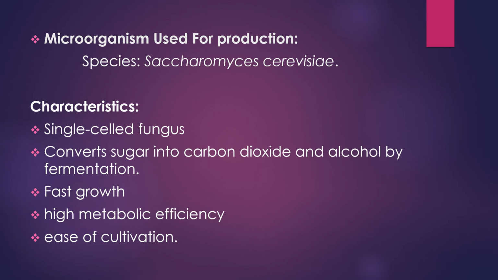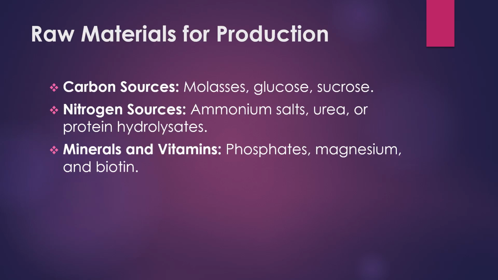Microorganisms used for production. Species: Saccharomyces cerevisiae. The characteristics of Saccharomyces cerevisiae are: it is a single-celled fungus, and it converts sugar into carbon dioxide and alcohol by fermentation. It is a fast-growing microorganism, it has high metabolic efficiency, and it is easy to cultivate.